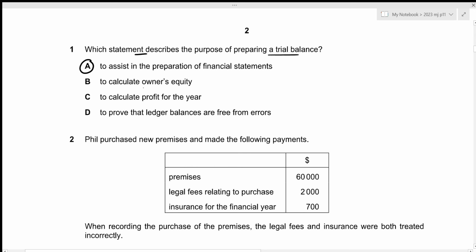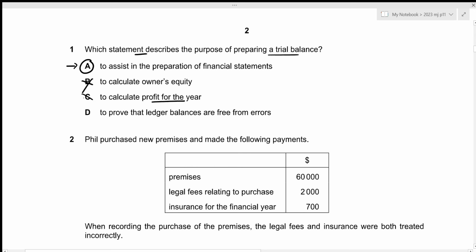The second one is to calculate owner's equity. We do not only record owner's equity as part of our trial balance. We include all of our expenses, incomes, assets, as well as liability. So this is incorrect. The third one is to calculate profit for the year. So remember that we calculate profit for the year as part of our statement of profit or loss, which is the financial statement. So essentially, our profit for the year can only be calculated after the preparation of financial statement, which is the correct answer that we've chosen for option A.